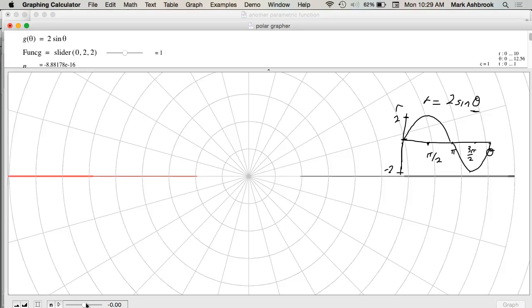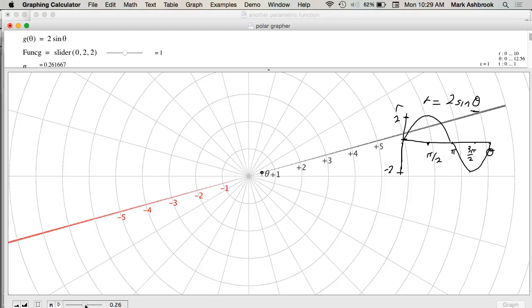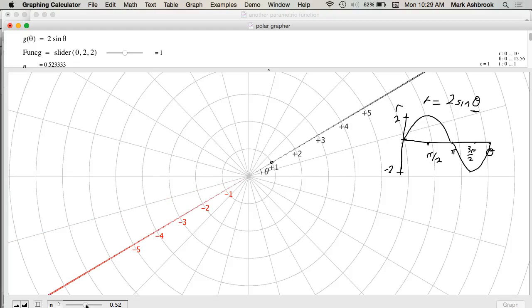All right, so watch. Look at the polar graph. As theta goes from 0 to pi over 2, what does R do? Increases to 2. So watch the point. As theta increases from 0 to pi over 2, did you see the point? The point goes from 0 to 2. Watch it again. See that there's a point on there showing you.